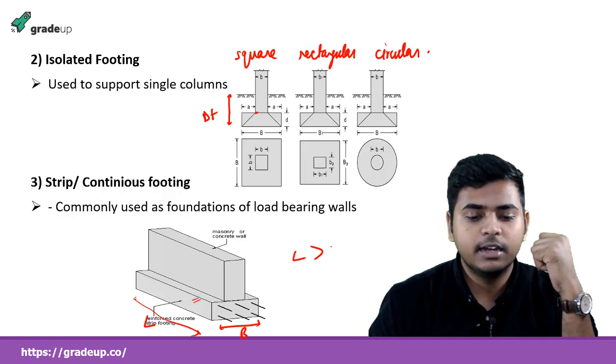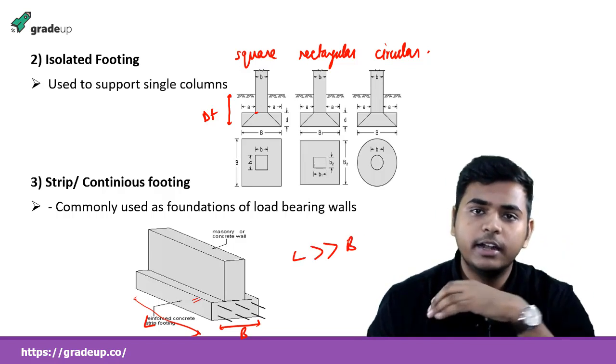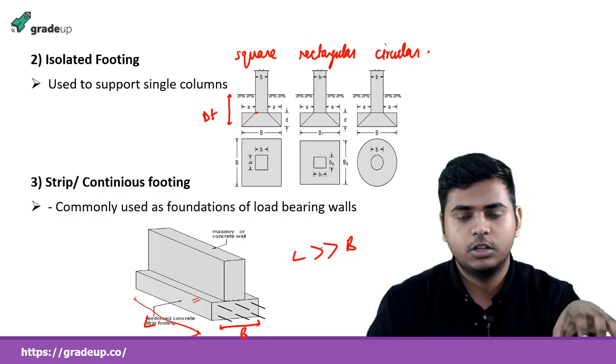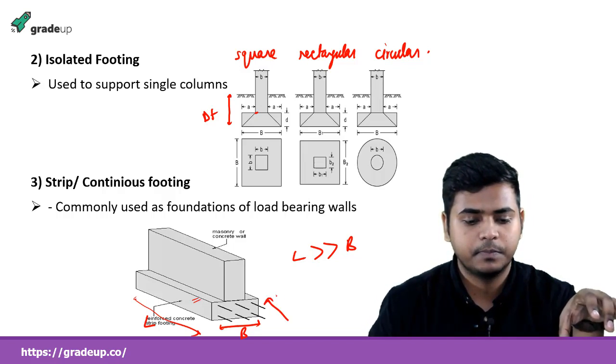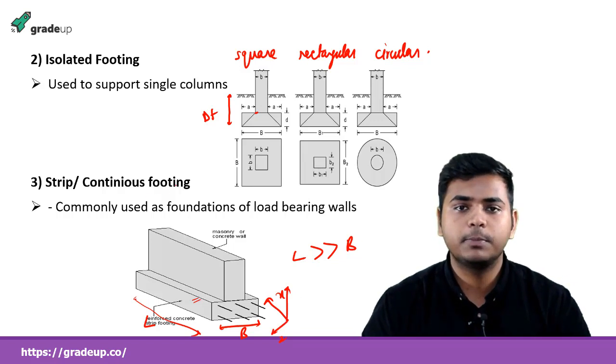So L here is much greater compared to B, so it is considered continuous in the X direction, you may say, if this is the X direction. Okay, this is the Y and this is the Z. Okay, so it forms a part of strip or continuous footing.